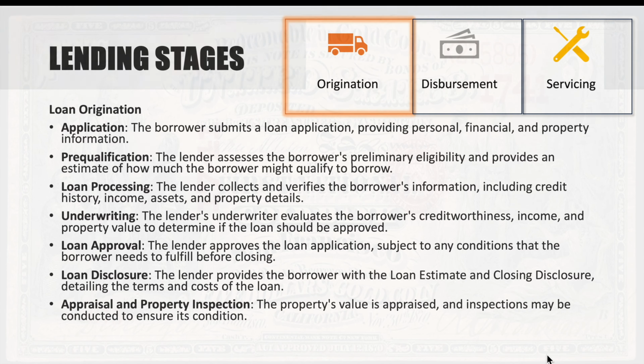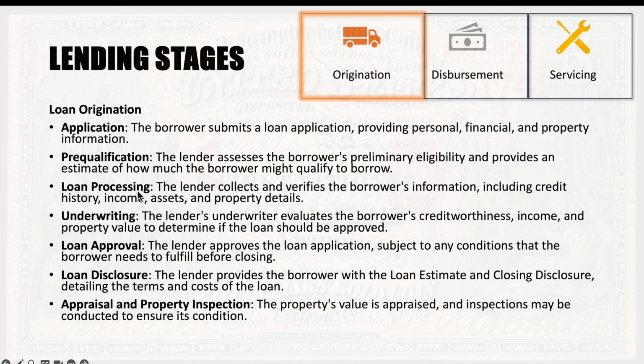So origination, like I said, is the application and pre-qualification of the loan. Before we make a judgment on the loan, there is a pre-qualify process which can assess whether we have to go further in the steps or we can't give the loan because the person applying does not meet the eligibility criteria. Then we have loan processing, underwriting.